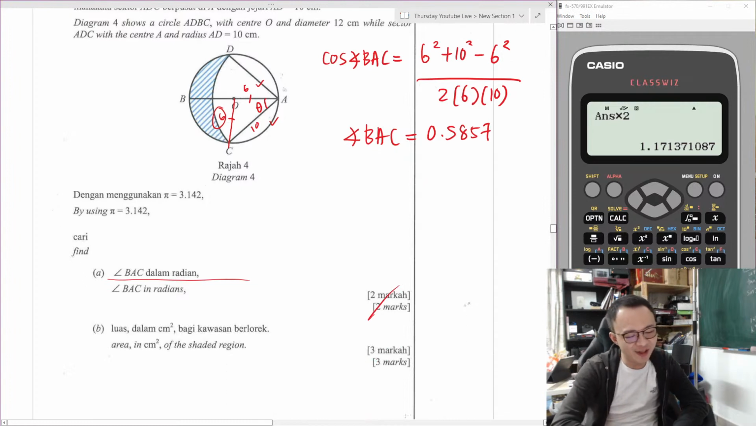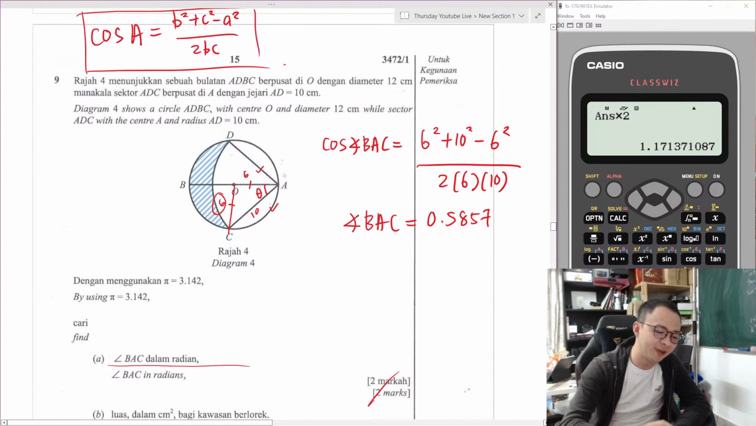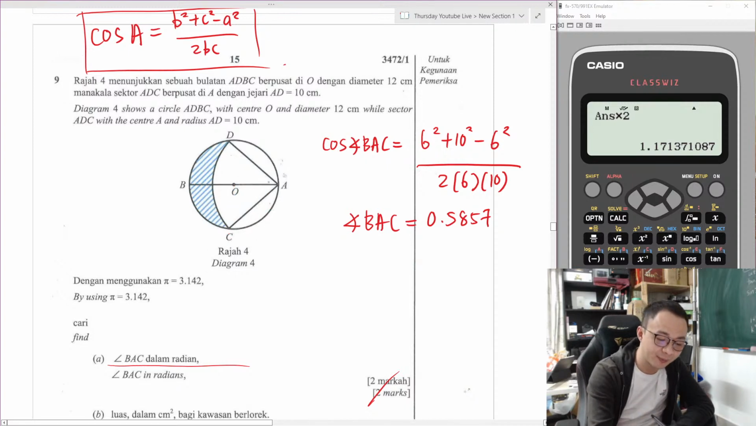And it asks us to find an area of the shaded region. So if I want to get an area of the shaded region, definitely now I will times 2. I will times 2 to get my whole angle here. The whole angle here is 1.1714.